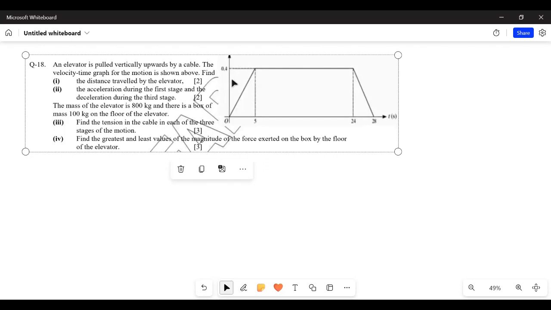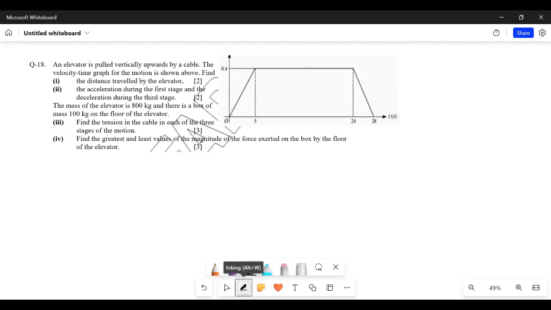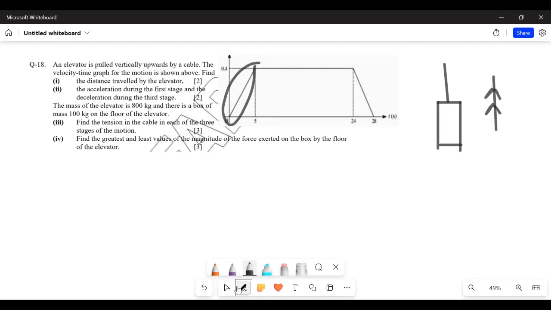Achha, let's just discuss the velocity time graph quickly. So there is an elevator that's being pulled up, and the velocity time graph shows its motion. Okay, it's going up. So here, the speed is increasing from 0 to 0.4, showing acceleration. Here, the speed stays the same, showing that the speed is constant or the acceleration is zero. And here, it's then slowing down. The speed goes from 0.4 to 0, showing deceleration in the third part of the journey. So the elevator is going up, it's first accelerating, then it's traveling at a constant speed, and then it's decelerating and it stops. So there are three parts of the journey while the elevator goes up.